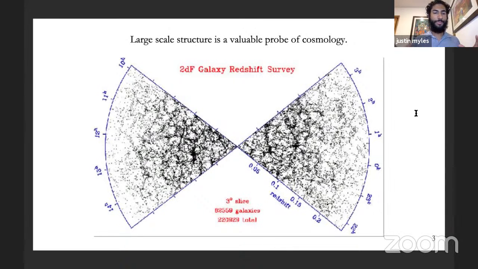So let's set the stage with understanding what we're trying to study, and it's really large-scale structure as a whole. Large-scale structure is a very valuable probe of cosmology, and this relatively old plot illustrates that.